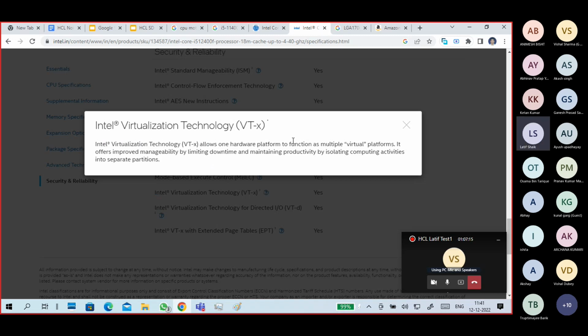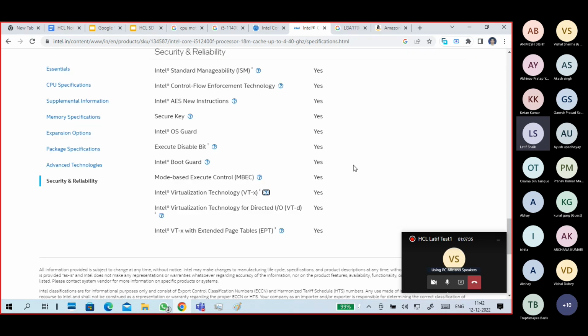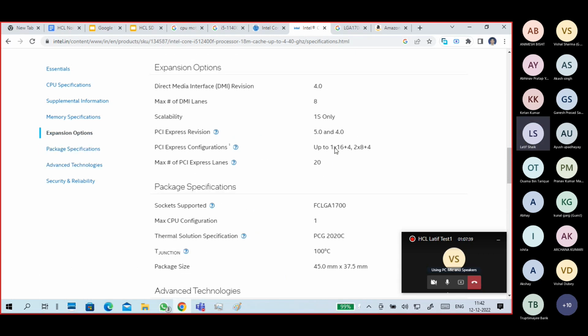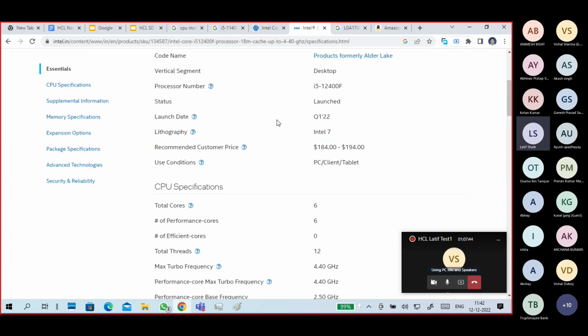It allows one hardware platform to function as multiple virtual platforms. It offers improved manageability by limiting downtime maintenance. So it is one hardware platform, meaning one computer, but you can run multiple virtual machines if you have this feature. Those are 64-bit virtual machines you can run. Okay. So I got the complete CPU details from Intel like this.